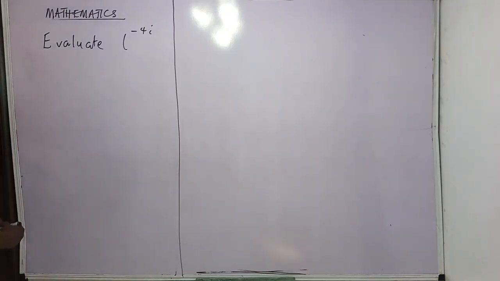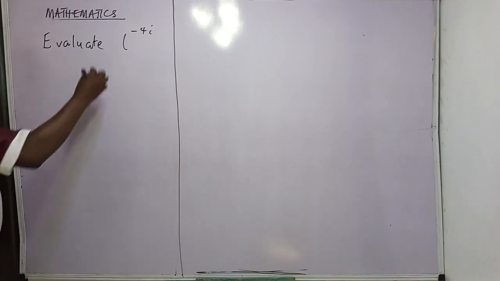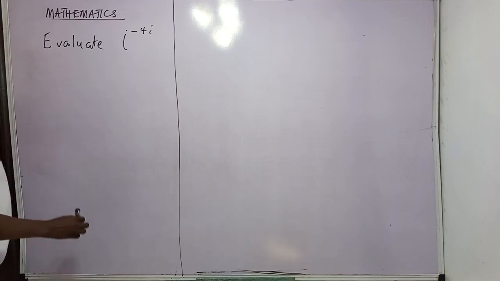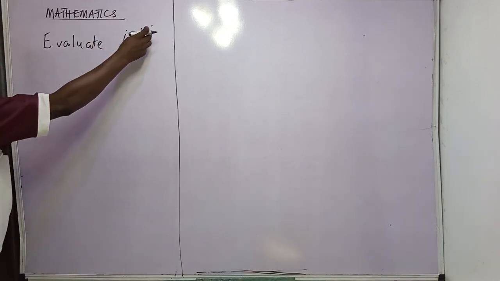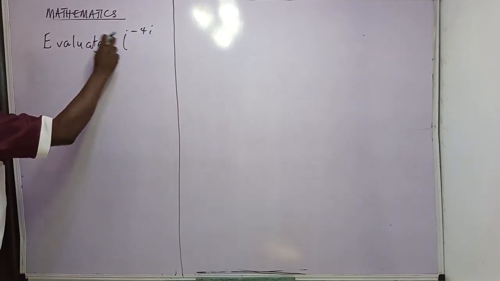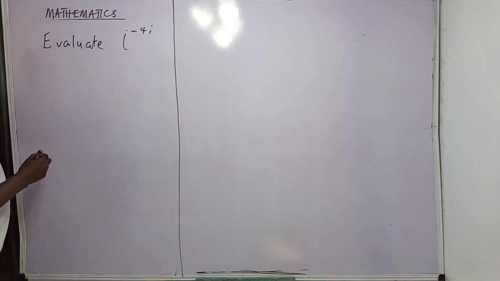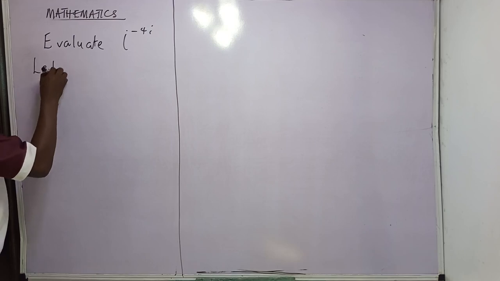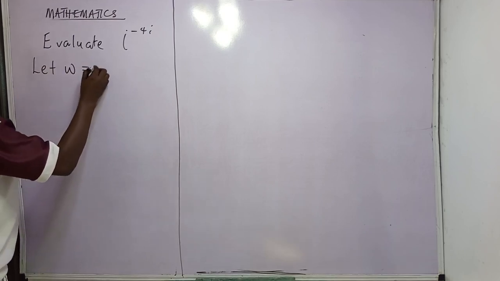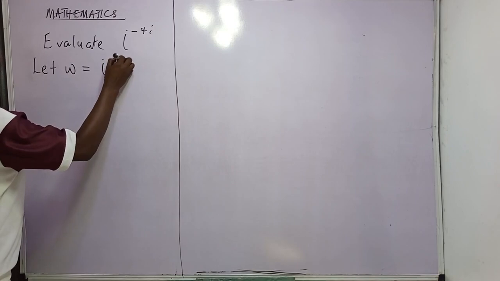We want to solve this problem. It says evaluate i raised to power minus 4i. Now we have a complex number as the power, and we have a complex number as the base. I think what we do is, let's say, let W equal i raised to power minus 4i.